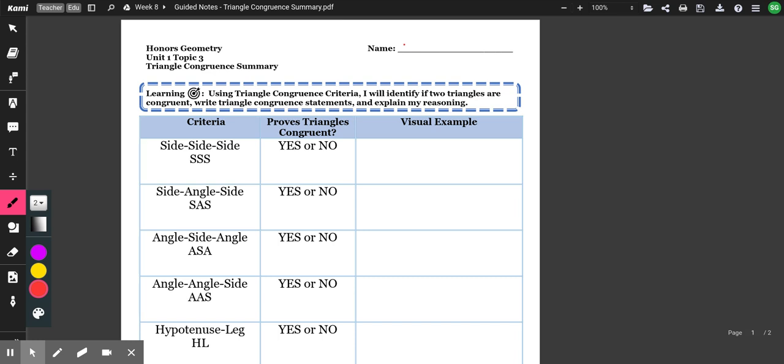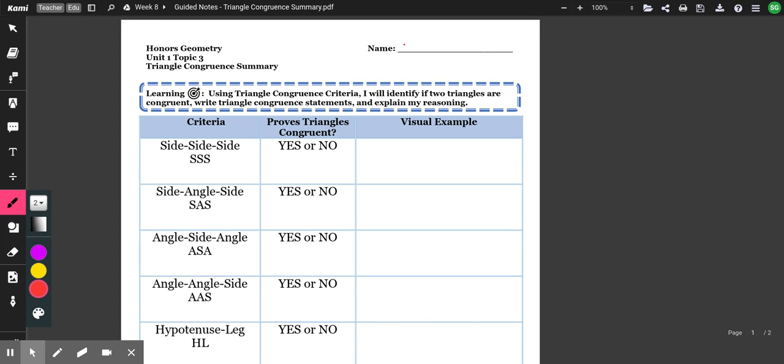Hey everyone, welcome back. So you have at this point learned all about triangle congruence, and we proved all of these or disproved them through rigid motion. So I'm here to kind of walk you through a summary of what we learned.